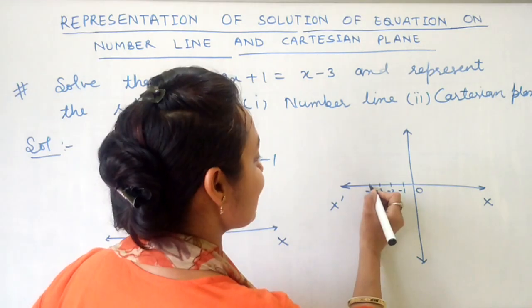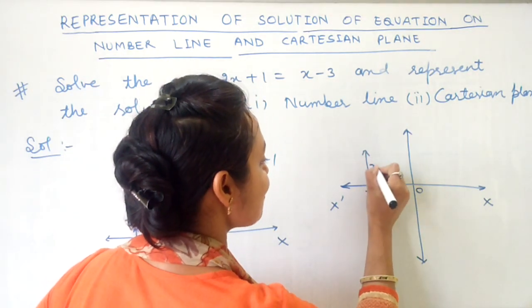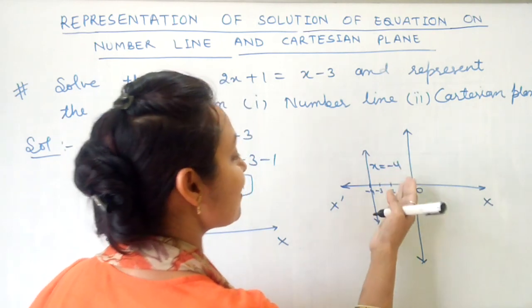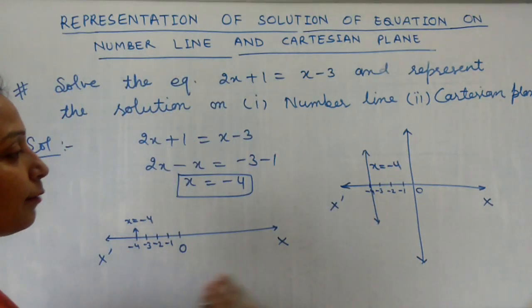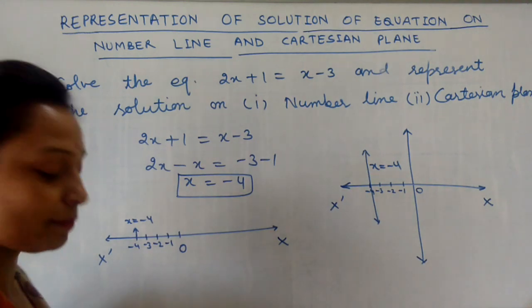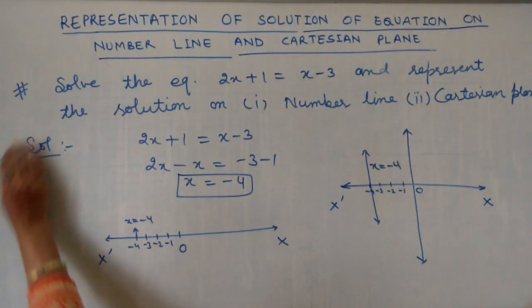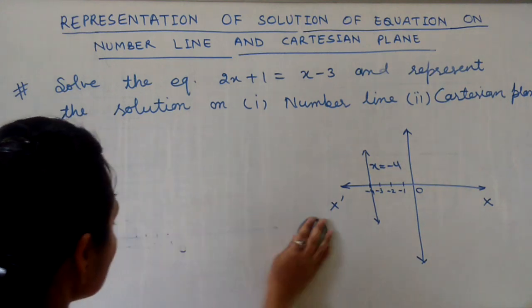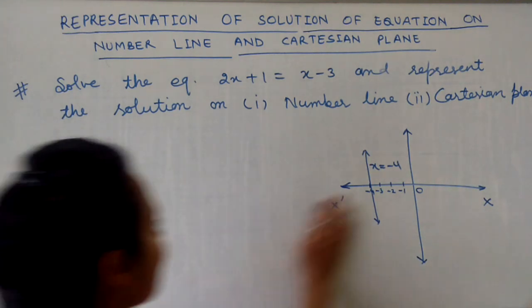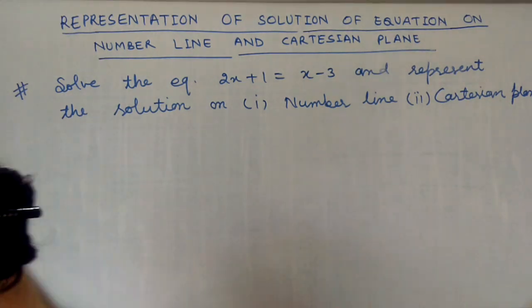Okay, so this is x is equal to minus 4. So I will draw the line like this. This is constant, x is equal to minus 4. So this is the way to represent the solution on the number line as well as on the Cartesian plane. Now I will do one more question. What is that question? Solve the equation and represent it on the number line or Cartesian plane.